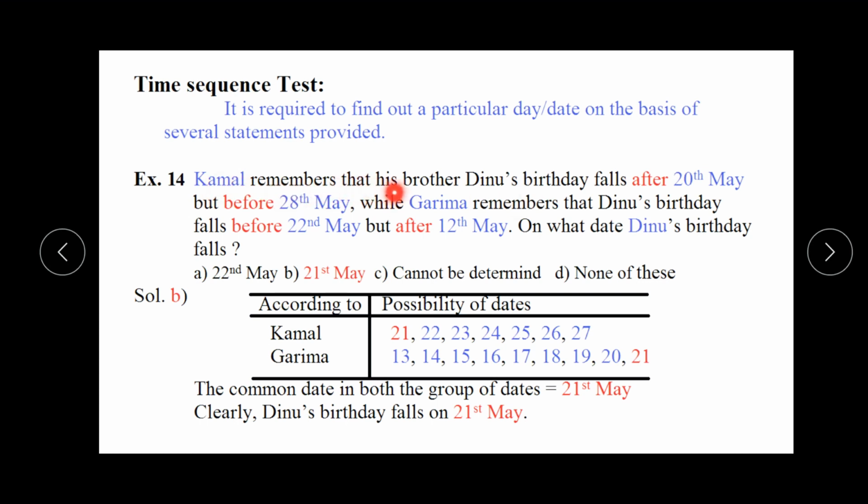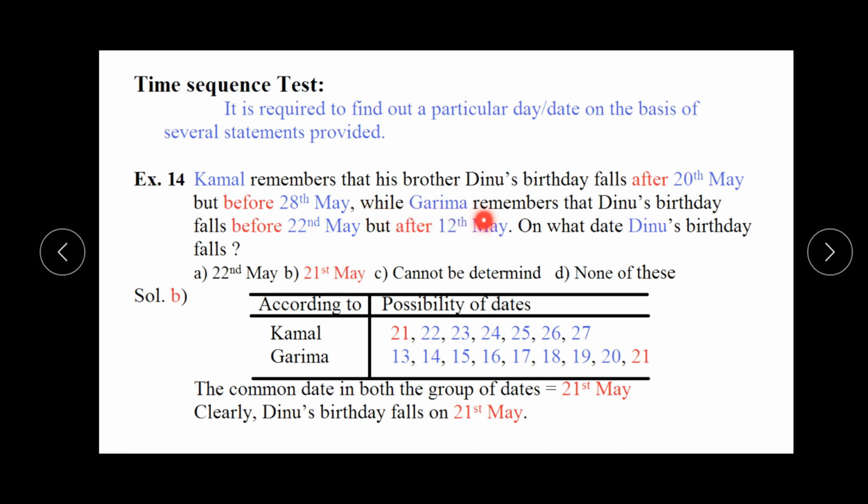Kamal remembers that his brother Dinu's birthday falls after 20th May. Falls after 20, it means 20 is not counted. After 20. But before 28th May. And before 28 means we are not counting 28. We will take the previous number, that is 27. It means from 21st to 27th, Dinu's birthday falls.